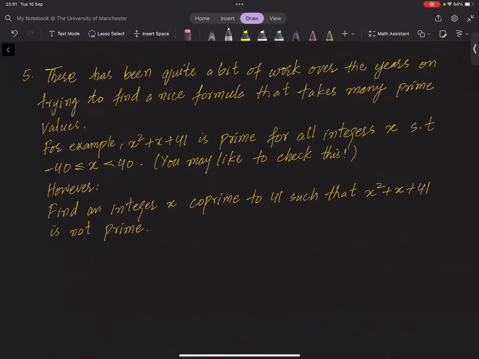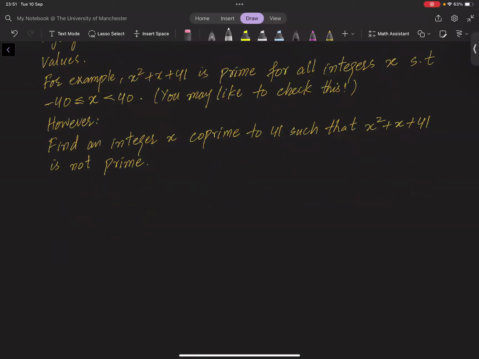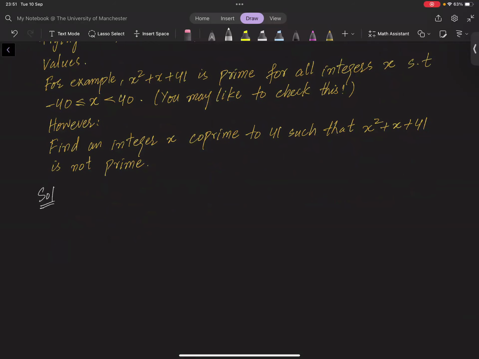Then there has been quite a bit of work over the years on trying to find a nice formula that takes many prime values. For example, x squared plus x plus 41 is prime for all integers x such that minus 40 is less than or equal to x, x less than 40. You may like to check this. However, find an integer x coprime to 41 such that this is not prime. That solution is just a single line. So x equal to 40 will do nicely.